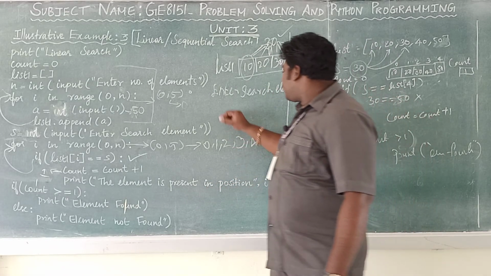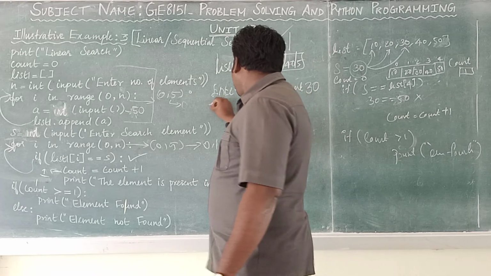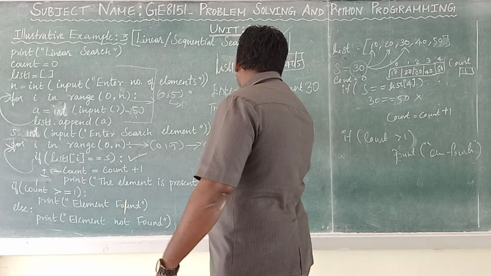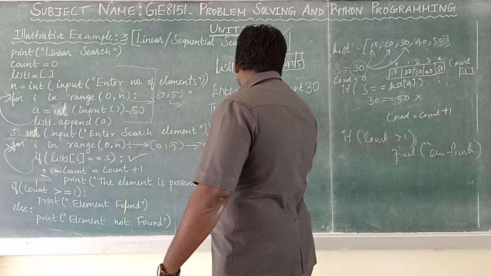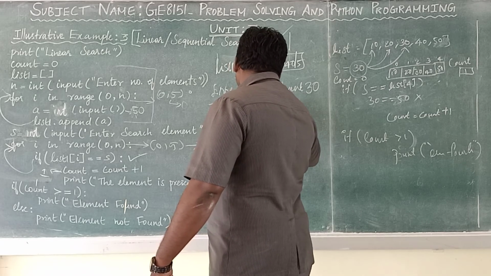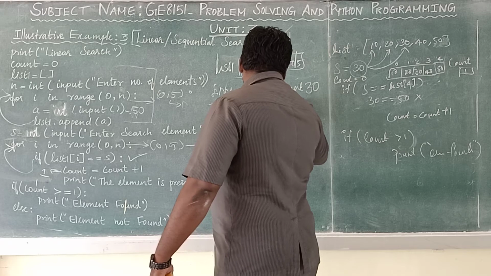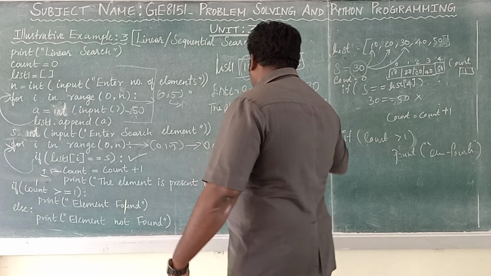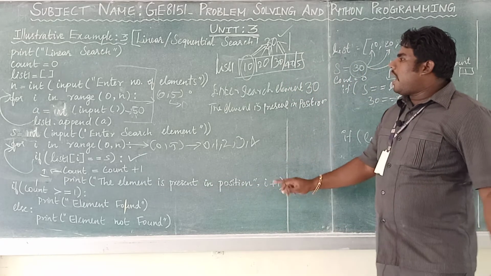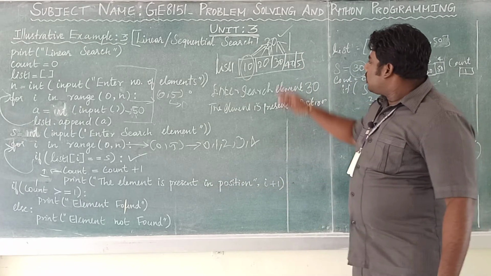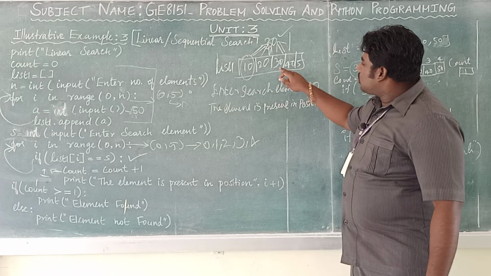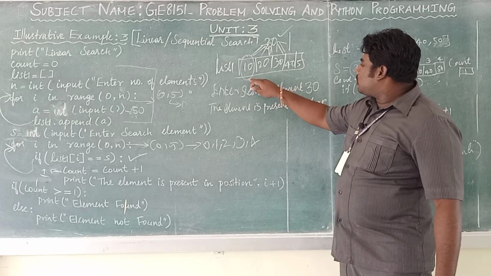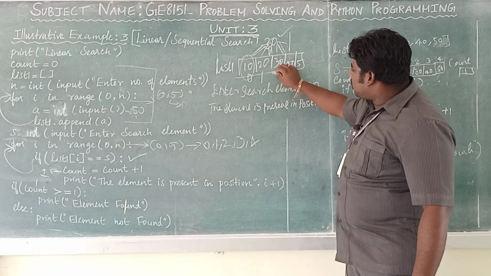Okay, so you will get the output like this. The element is present in position I plus 1. What is I now? 0, 1, 2. I value is 2. This is 0, this is 1, this is 2.